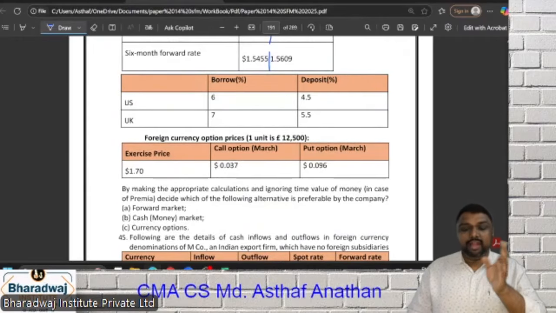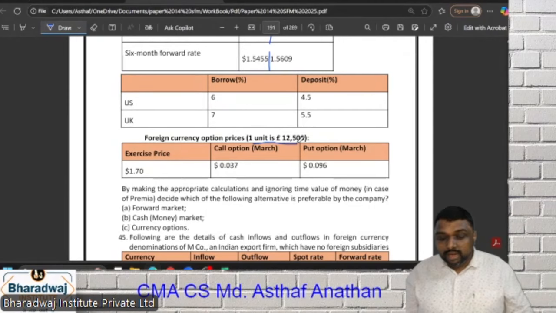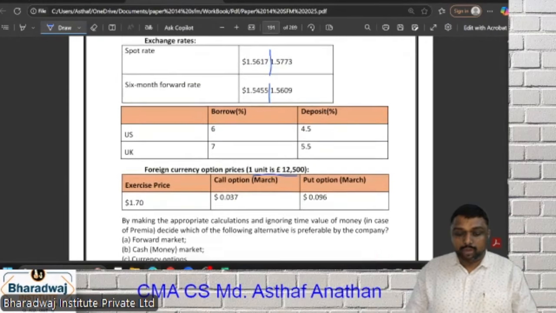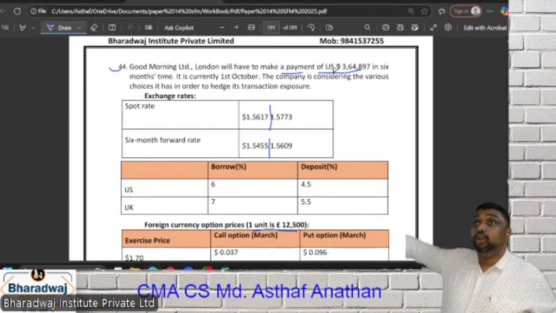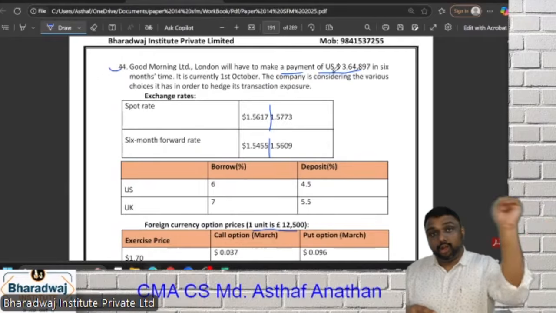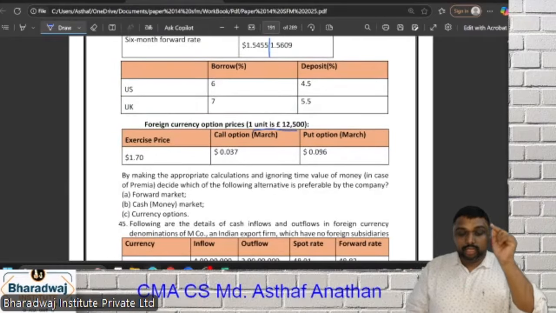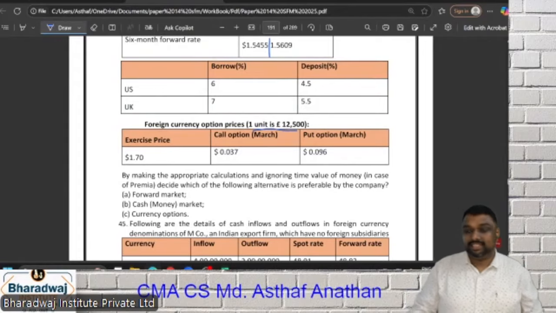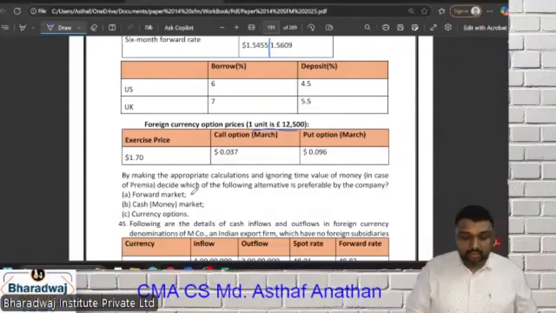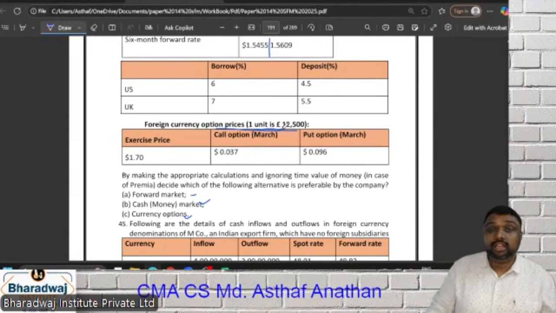For our money market, they have given the details. See here, 1 unit of pound. See the point: here they have given the pound perspective. What do you require here? Dollar. But the currency is given in pounds. See, in the previous question, dollar was the base. But here it is the pound perspective, and because of that, your call option and put option will change. That is the point. They are asking what the outcome is for the forward market, the money market, and the currency market. See, one unit, that is, the contract lot size is also given. So this will give you clear clarity.